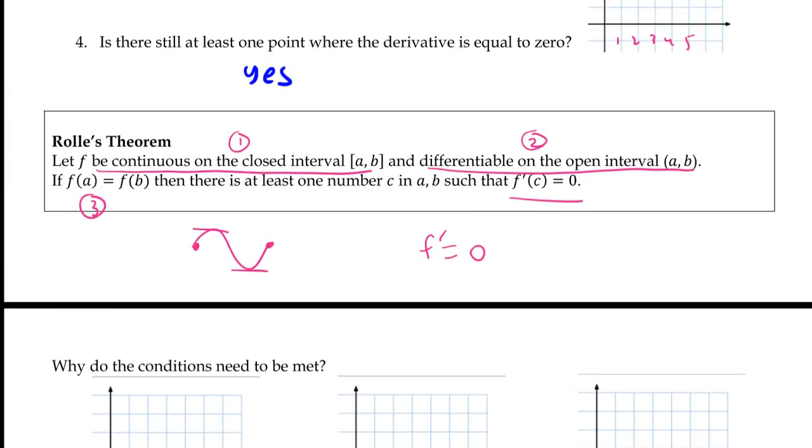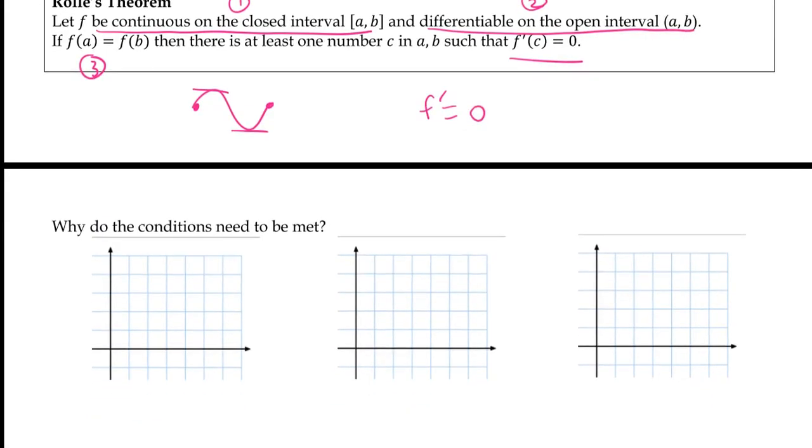Okay, now I want you to understand, I just don't want you memorizing this. Why do we need continuity? Why do we need differentiability? Why do we have to start where we end? Okay, so let's take this apart and say, well, what if this wasn't here? Okay, so what if I started here, ended here? And what if I had this?